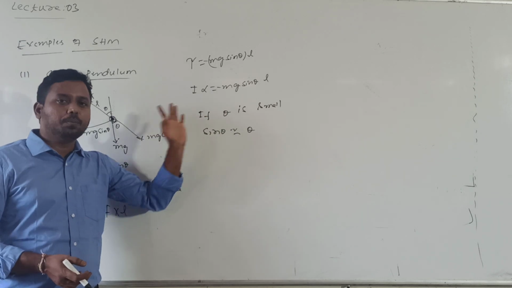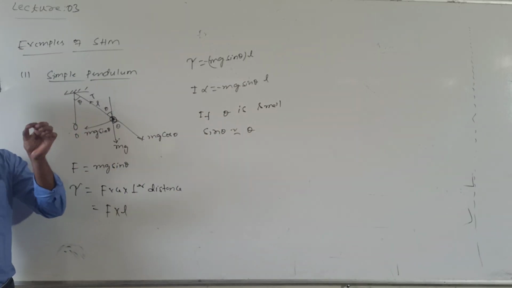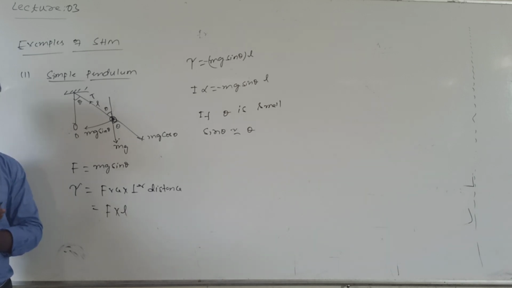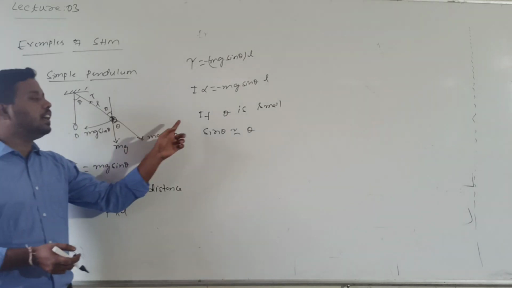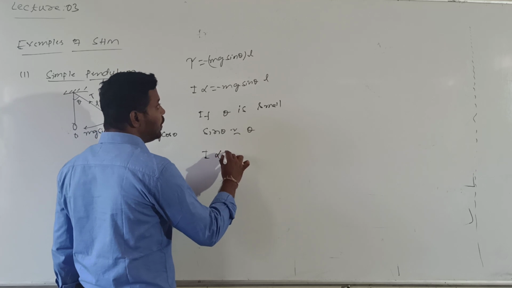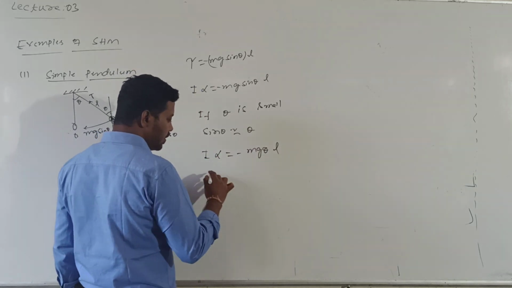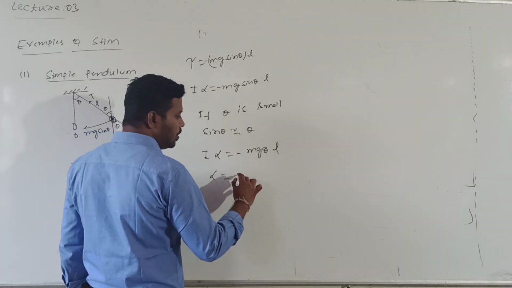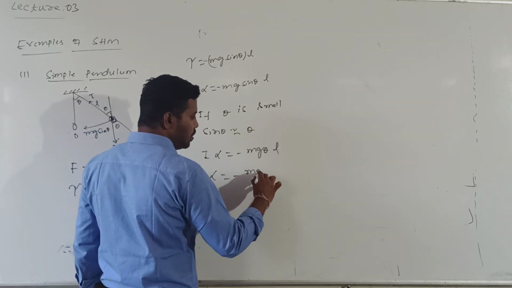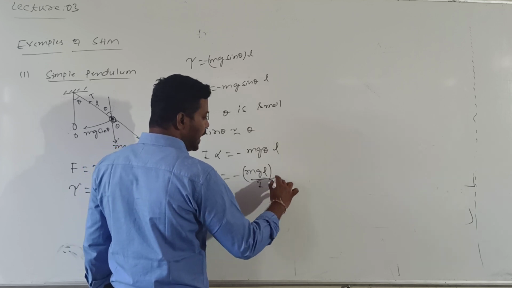When theta is very small, the bob is pulled aside by a small distance, which means the amplitude of vibration is very small. When theta is very small, sin theta equals theta. So what will we get? I alpha equals minus m g theta into L. So alpha is equal to minus m g L by I, into theta.